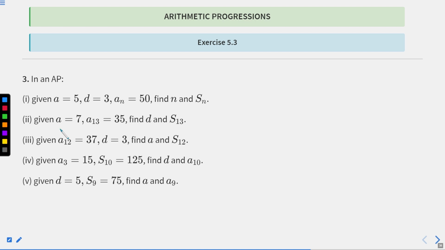In the second one we have given the value of A is equal to 7, A13 is equal to 35, and here we have to find the common difference D and the sum of first 13 terms. So let us see how to solve it.